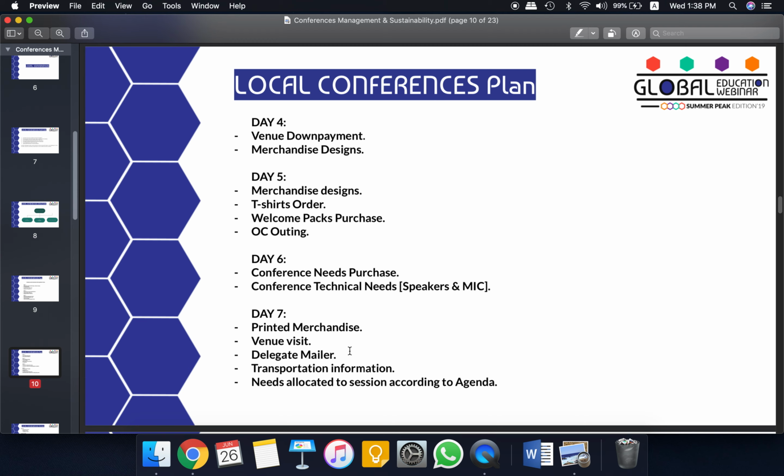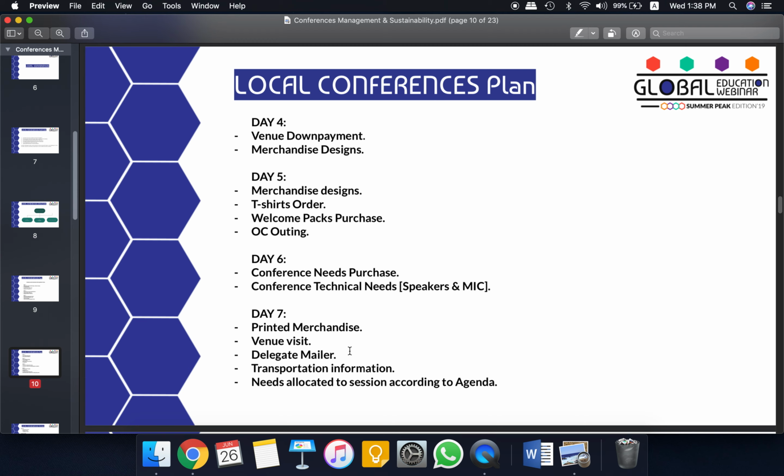We do the T-shirts order, and then we purchase all the welcome packs. The welcome pack is mainly the notebook and the pens and the name tag. And then we do an OC outing to ensure that all the OC are on board, are bonded together, and know everything and the culture of the OC, how we want the conference to be.